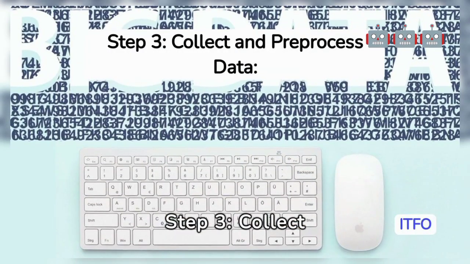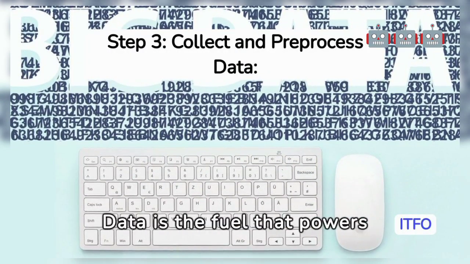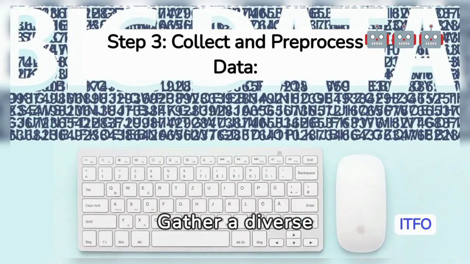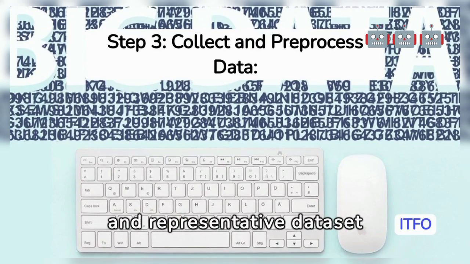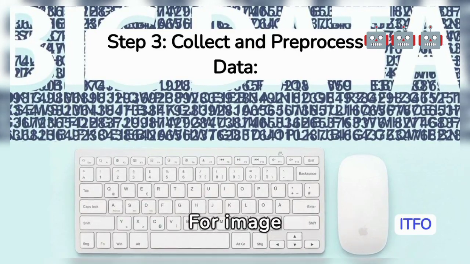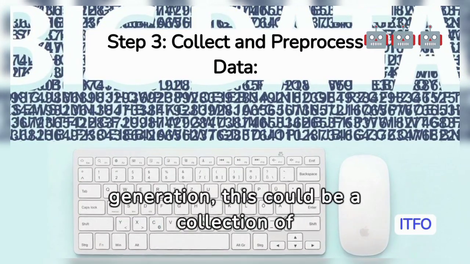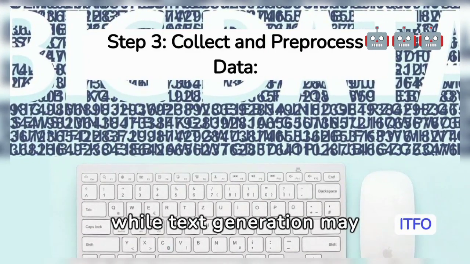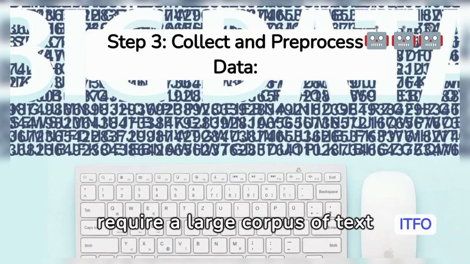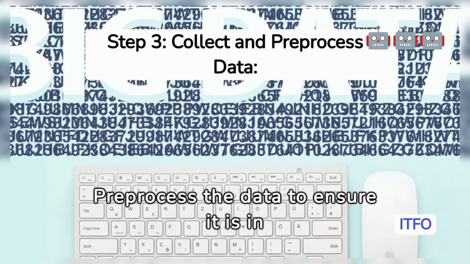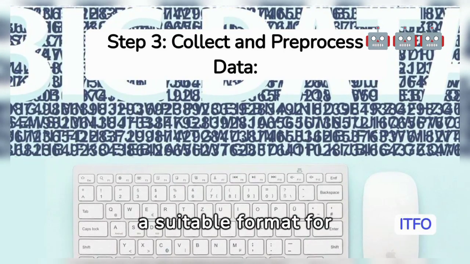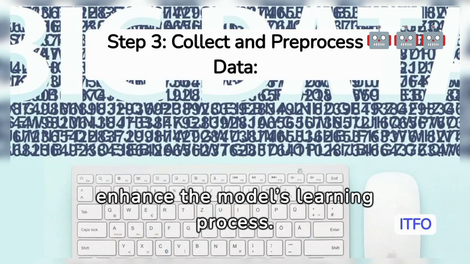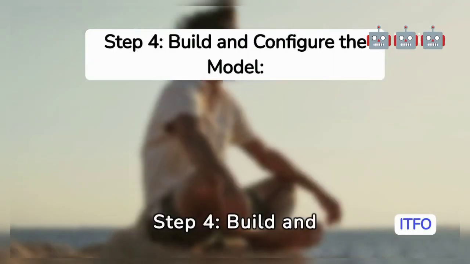Step 3. Collect and pre-process data. Data is the fuel that powers generative AI models. Gather a diverse and representative dataset relevant to your objective. For image generation, this could be a collection of high-resolution images, while text generation may require a large corpus of text data. Pre-process the data to ensure it is in a suitable format for training, and normalize it to enhance the model's learning process.